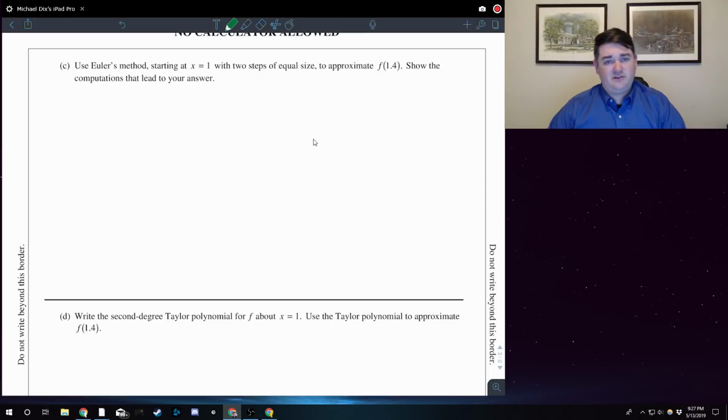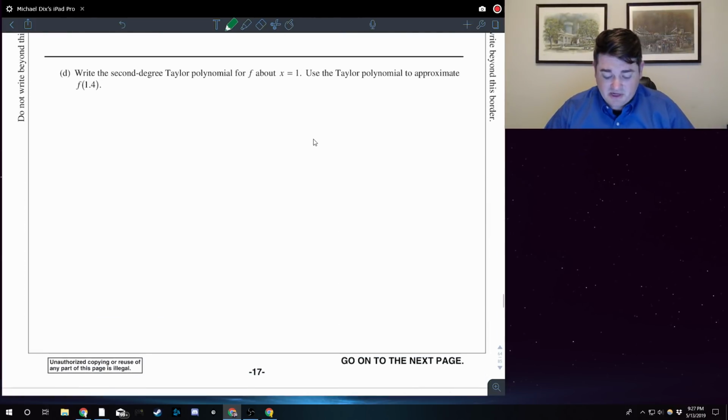C, Euler's method, okay? Yay, Euler's method. Get it, got it, good. D, write the second degree Taylor polynomial about x equals 1. So to do that, you're going to need to know f of 1, f prime of 1, f double prime of 1. How are we going to find those values?